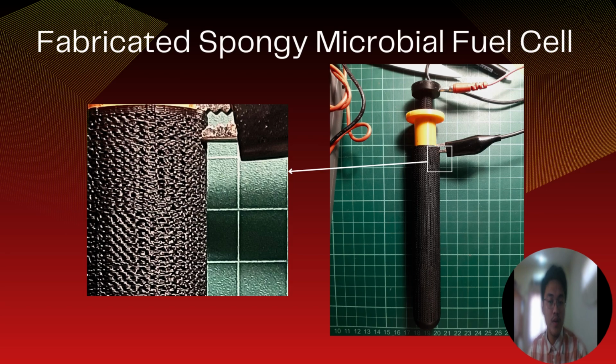And here is one of the 32 MFCs fabricated. In this figure on the left, it shows that the gyroid lattice pattern was produced by 3D printing. The gyroid lattice in this setup, I believe, was 2 millimeters thick for the external anode part.